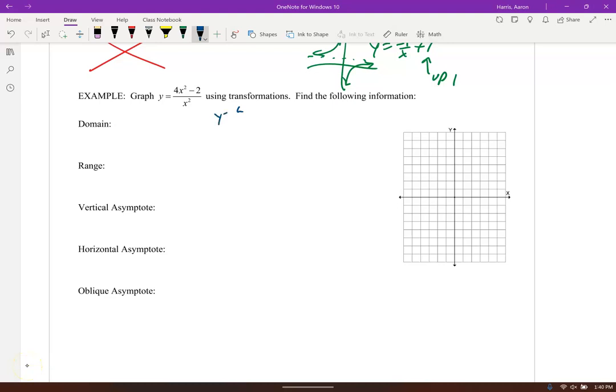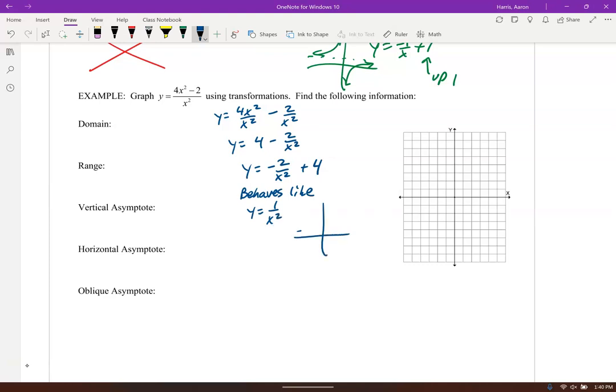So we got 4x squared over that common denominator minus 2 over x squared. So this is 4 minus 2 over x squared, but I'm going to write that as negative 2 over x squared plus 4. So this behaves kind of like y equals 1 over x squared, which we know looks like this. The 2 doesn't make a big difference, right? It's just going to stretch that out a little bit. So similar to that.